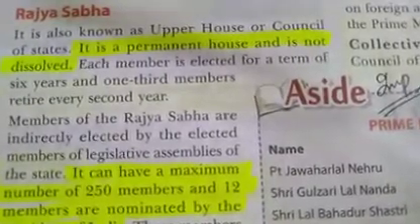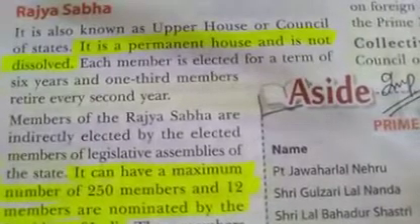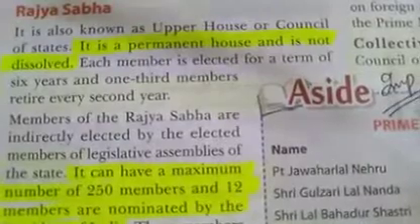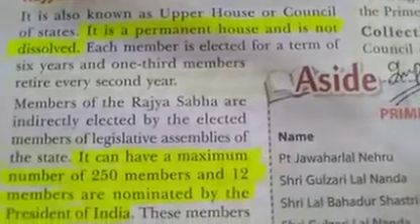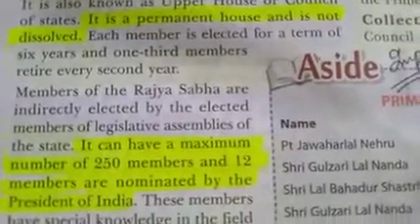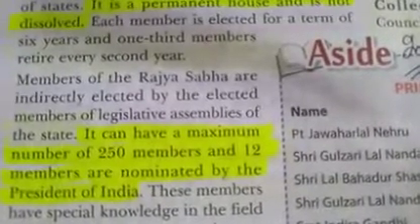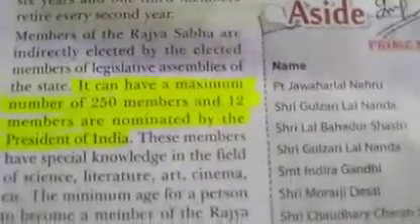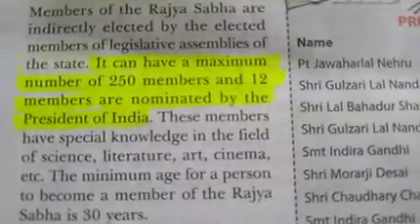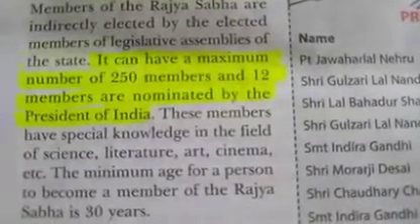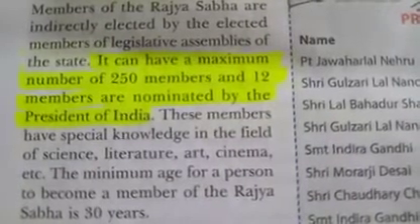In this indirect election, the representatives of the public have the power to elect the members of Rajya Sabha. It can have a maximum number of 250 members and 12 members are nominated by the President of India. So, the maximum number of members here is 250 and 12 are nominated by the President of India. And who are these members? These members have special knowledge in the field of science, literature, art, cinema, etc. The minimum age of a person to become a member of Rajya Sabha is 30 years.